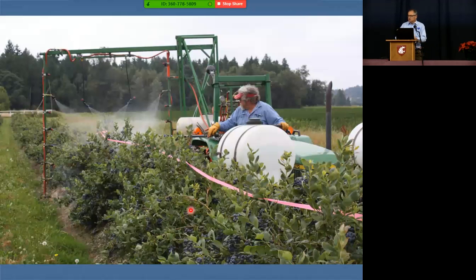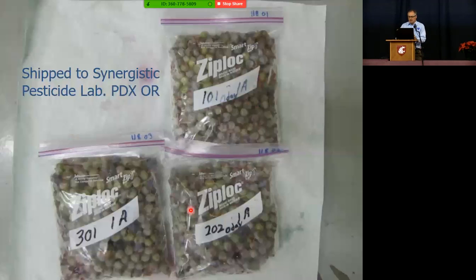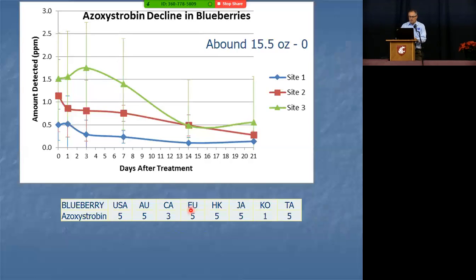This is actually a picture from last year when we did insecticides. This is Hollis, who was just up here talking, in Skagit. You collect the samples and send them off to a pesticide lab. We work with Synergistic Pesticide Labs, a really nice lab to work with, and you get this. So this is azoxystrobin, Abound, on blueberries, at 15.5 ounces, with a 0-day PHI.